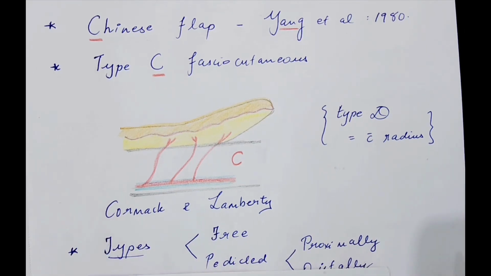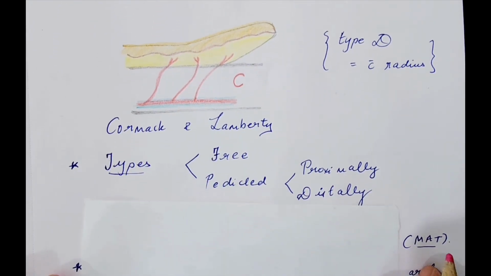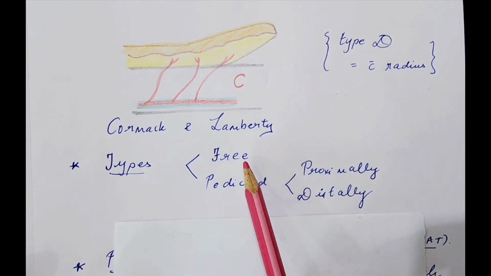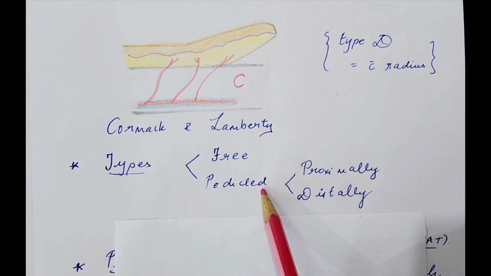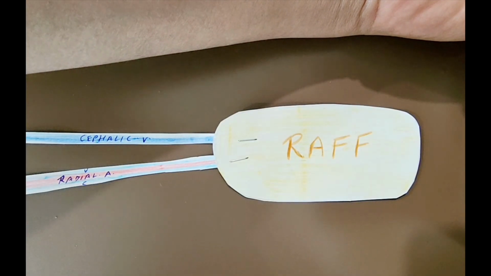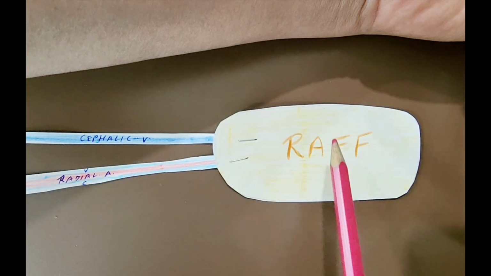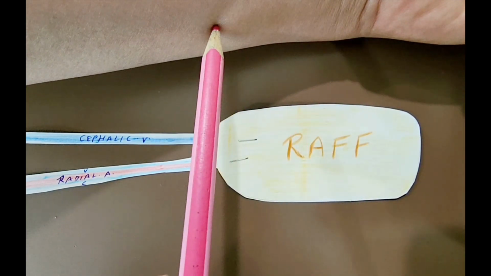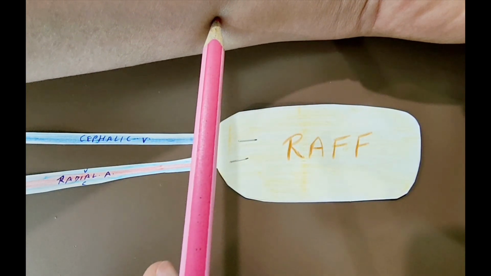Now we have different types of flap that can be harvested due to the advent of microvascular surgery. Obviously the commonest one is a free flap, which we are all aware of, but it can also be used as a pedicled flap, depending on whether it is proximally based or distally based. So imagine this as the radial artery forearm flap, which is based on the radial artery, and the skin that we are taking is from the distal part of the forearm.